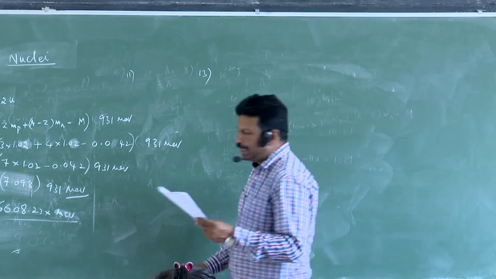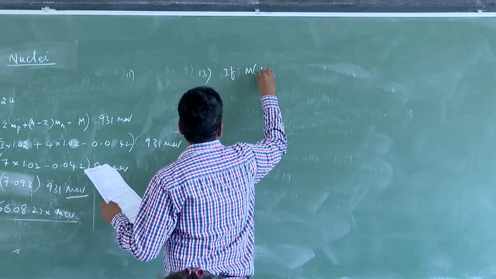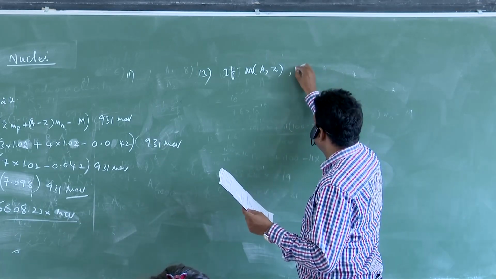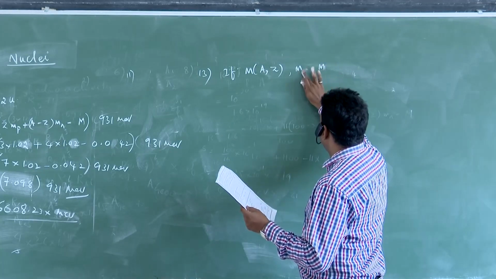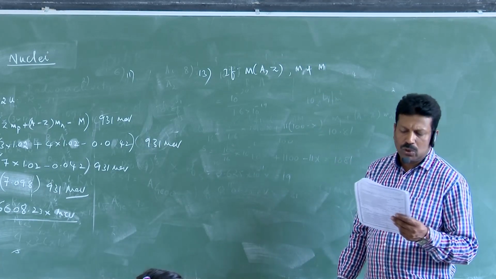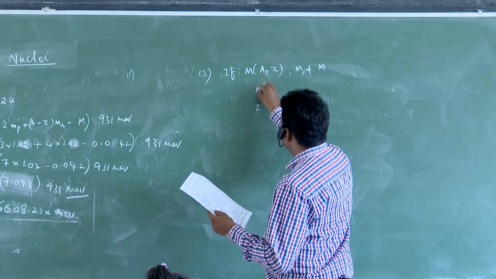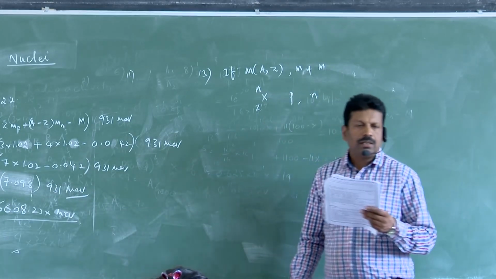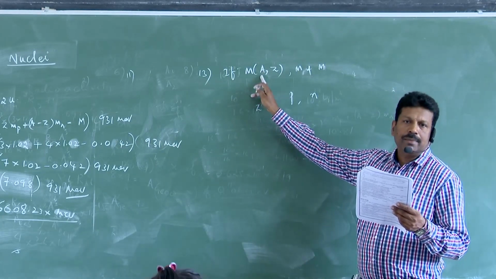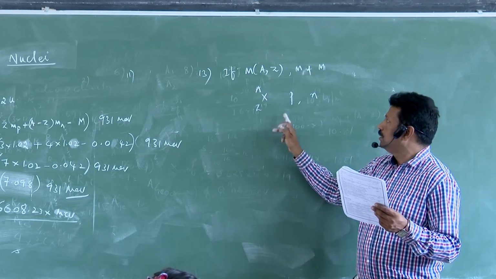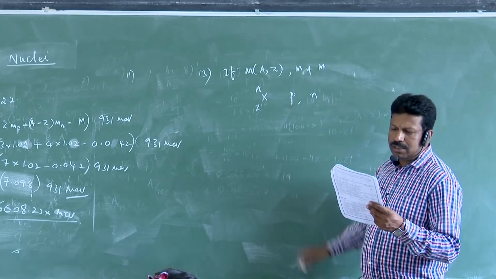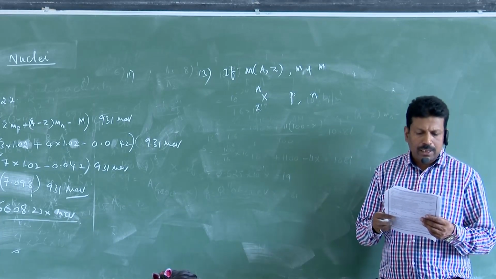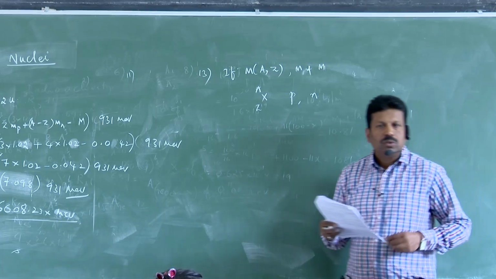13th question. If M(A,Z), M_p and M_n denote the masses of nucleus ZXA, proton and neutron respectively, in units of atomic mass unit, and binding energy represents its binding energy in MeV, then which is the correct option?